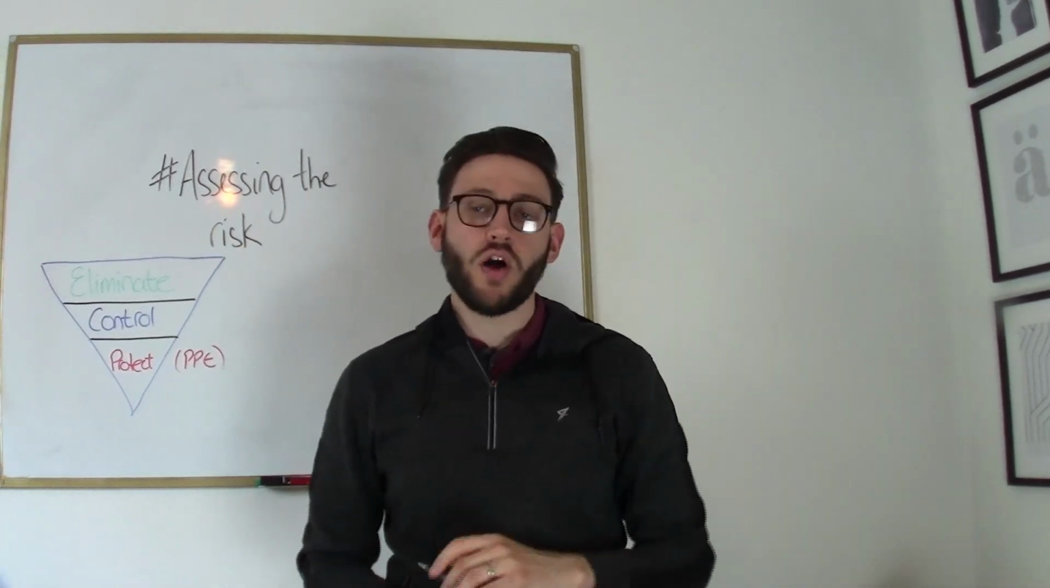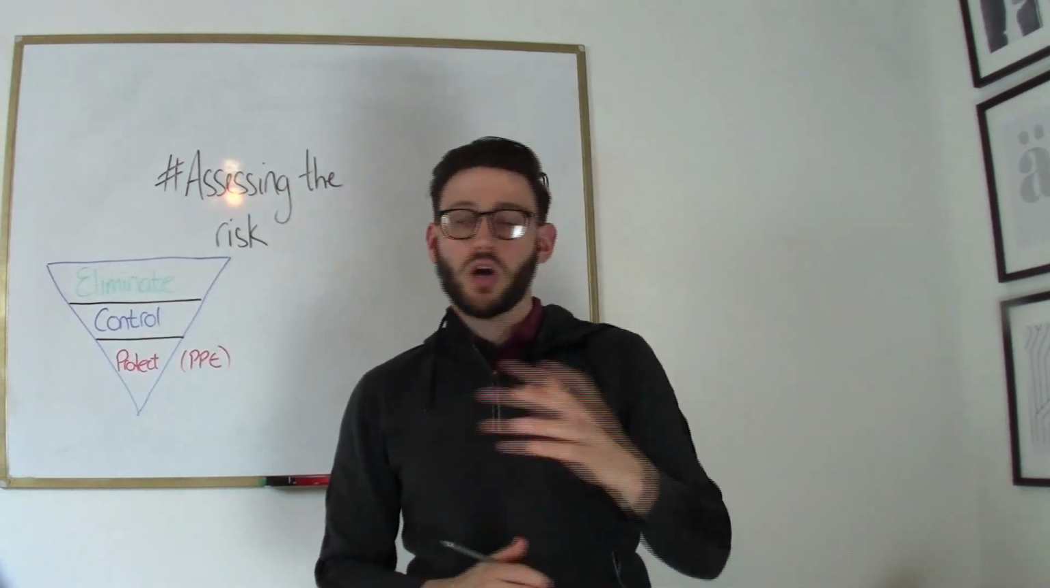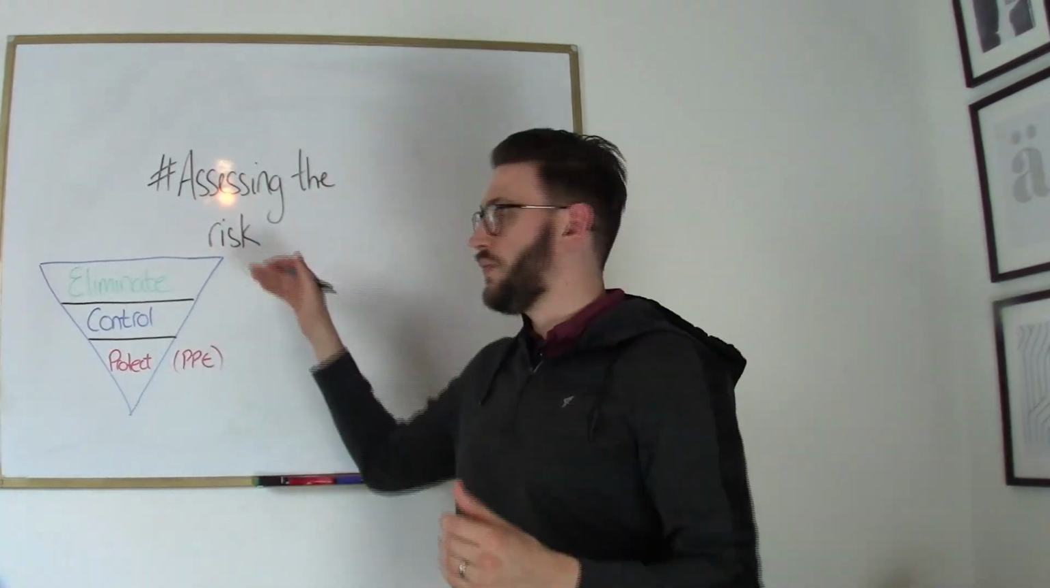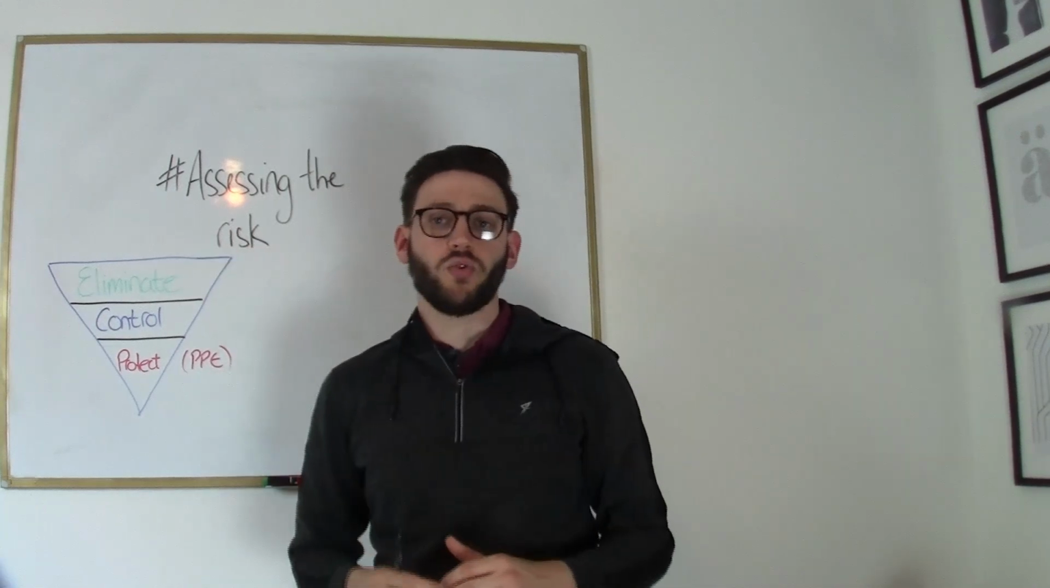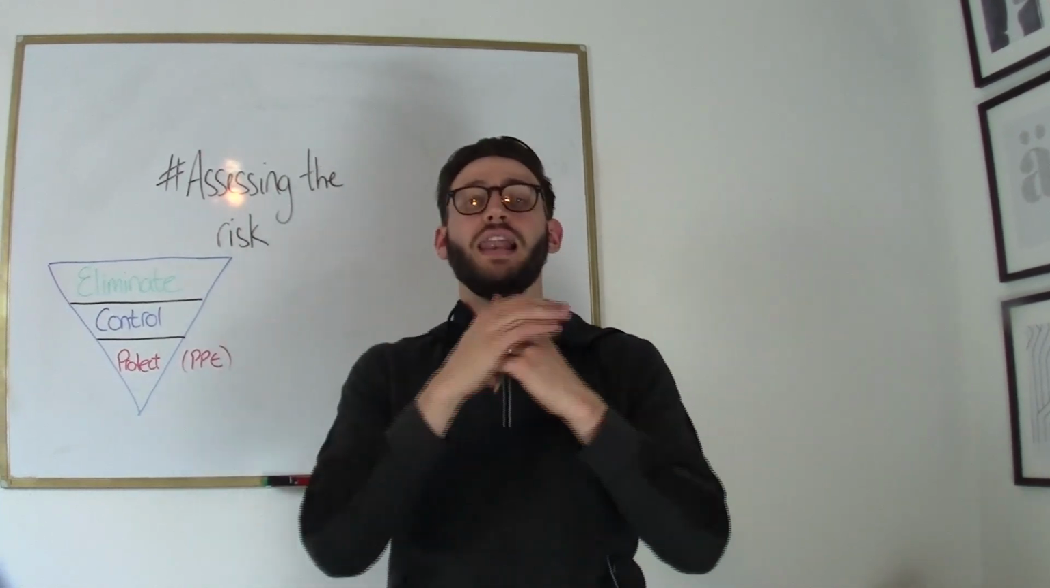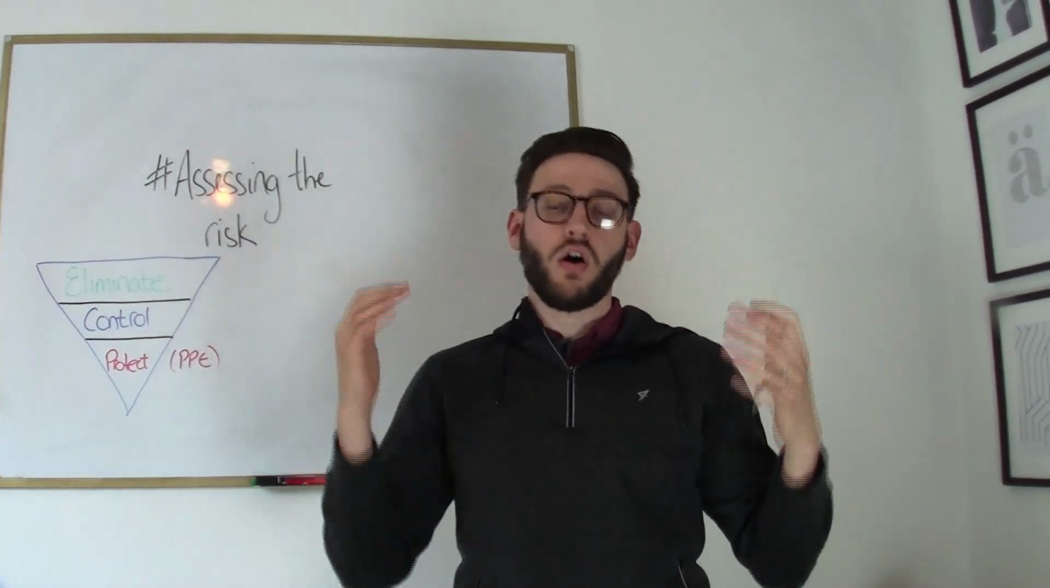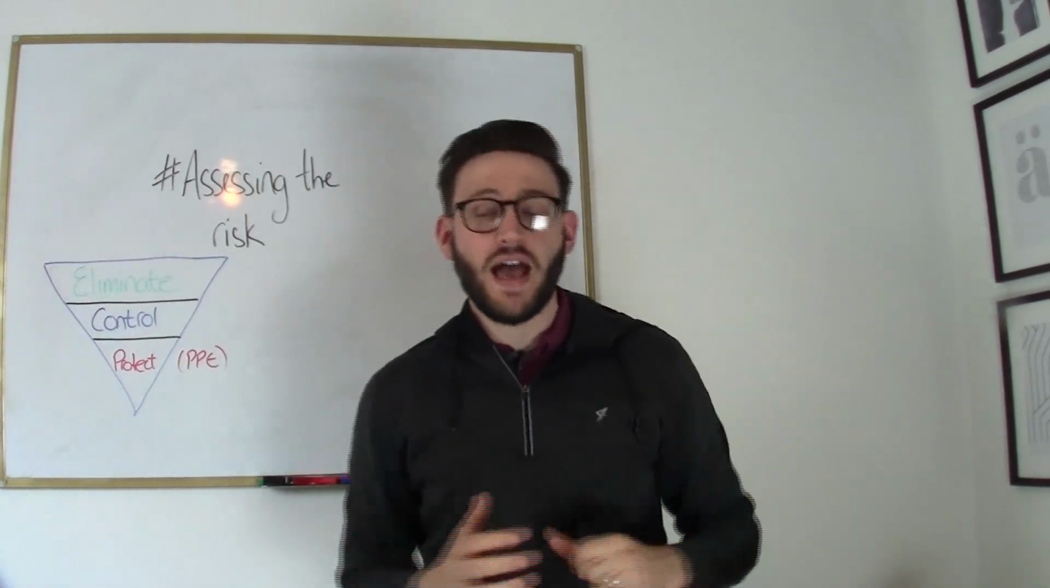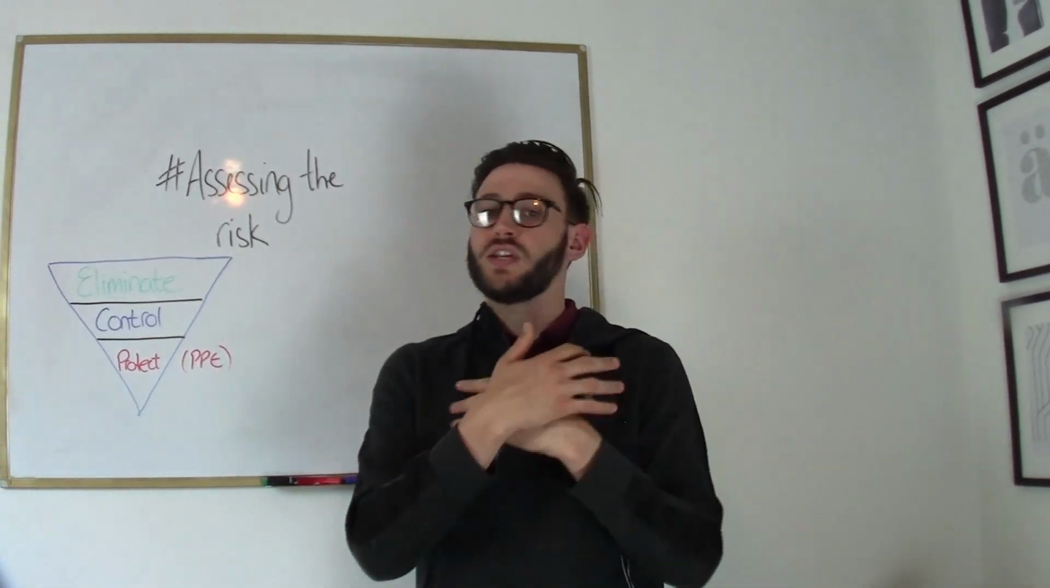Now you can Google hierarchy of control and it will come up on Google, and it's real simple. So first things first, at the top of the triangle is what we need to do. We need to try and eliminate the risk. That's the ideal situation. That's safety heaven, for example. So we want to try and just get rid of the risk.